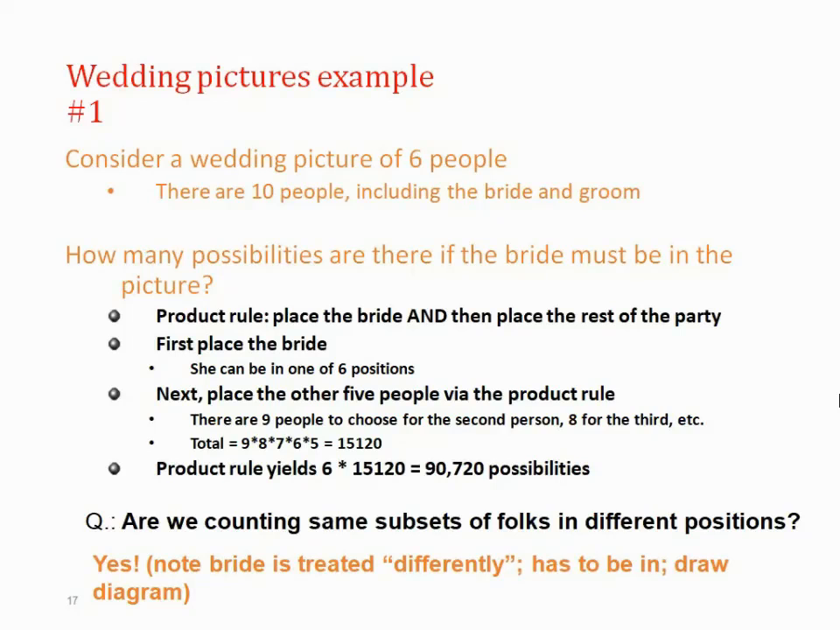So 9 times 8 times 7 times 6 times 5, which comes to 15,120. And the product rule yields 6 times 15,120, because 6 positions are there for the bride. So 90,720 possibilities will be there to take that picture.